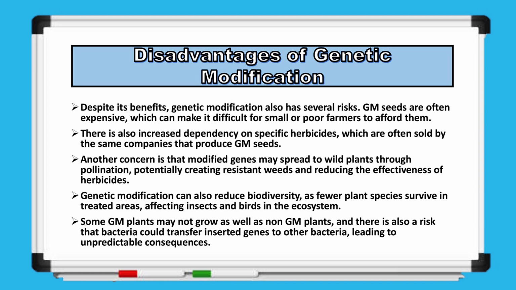herbicide-resistant weeds. Genetic modification can also reduce biodiversity, as fewer plant species may survive in areas where GM crops are grown, which can negatively affect insects, birds, and the overall ecosystem. In some cases, GM plants may not grow as effectively as non-GM plants, and there is also a risk that modified genes in bacteria could be transferred to other bacteria, leading to unpredictable outcomes.